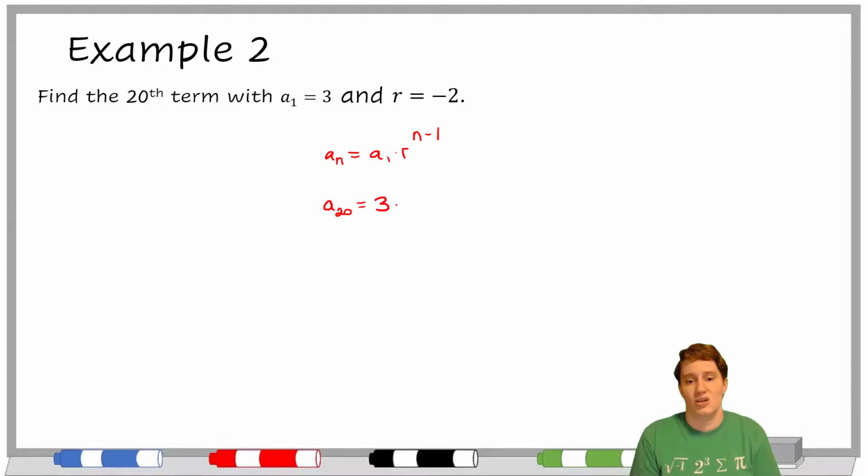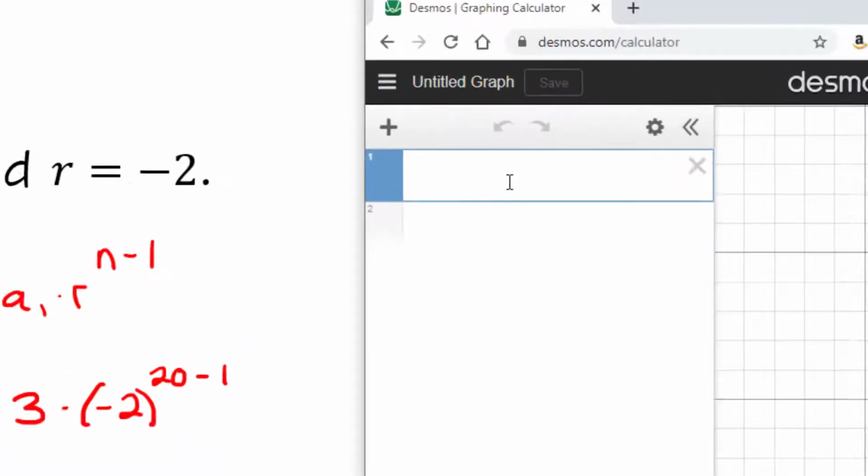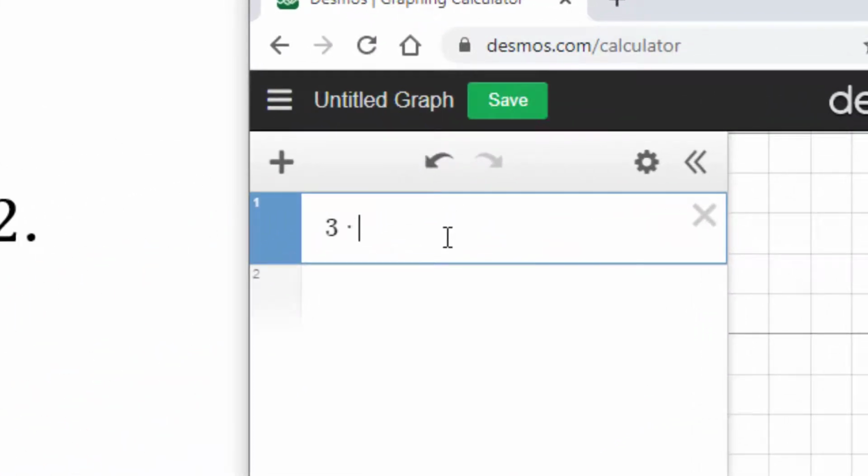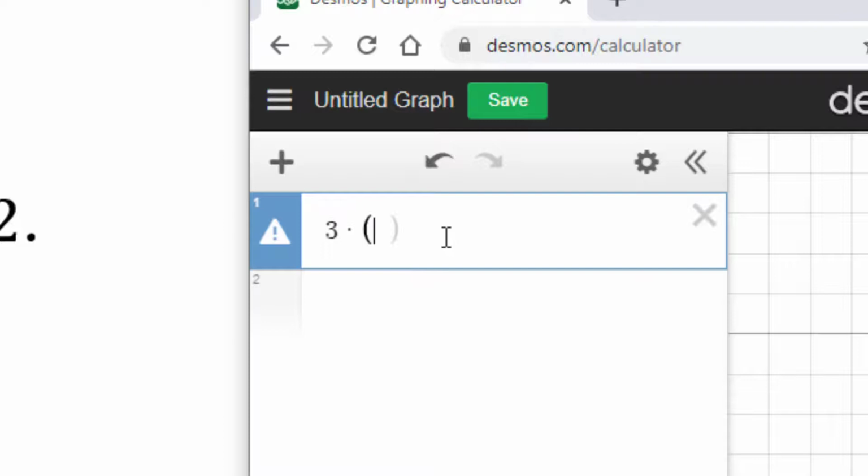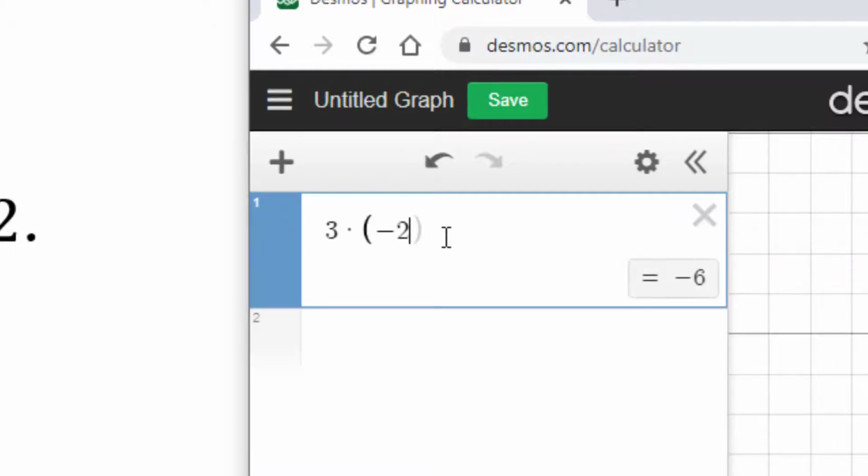Now, chances are you're going to want to use a calculator in some form or fashion here, because I personally do not want to figure out what -2 to the 19th power is. That's just not something that sounds great to me. So let's see. We're going to do 3 times, and when I do this, I need to put -2 in parentheses, because if the common ratio is -2, then I'm taking that common ratio -2 and raising all of that to the power.